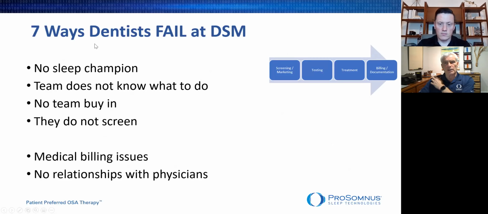There was an article recently about why dentists fail at dental sleep medicine. It talked about these 6 items. There were 7, but I took one of them and combined it with another. So there's 6 items left. Most dentists fail at dental sleep medicine because they don't have a sleep champion. The team doesn't know what to do. There's no buy-in from the team. They don't screen on a regular basis. Now drop down after a gap to medical billing issues and not getting along with physicians really well.